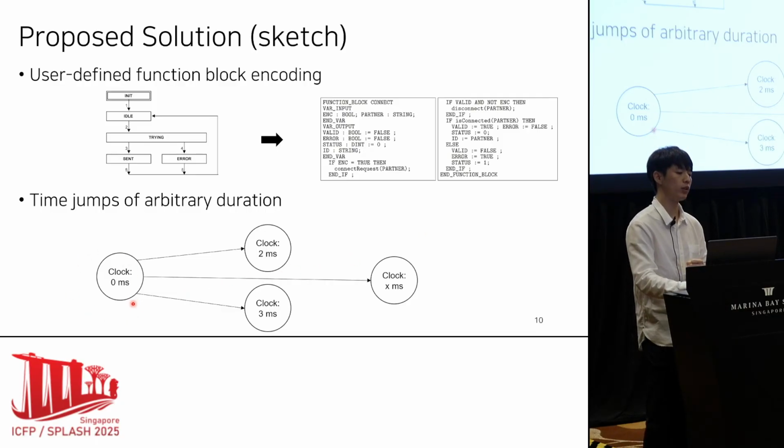Secondly, we have made explicit time jump transitions that can have arbitrary duration. From this state with clock value of 0, it could jump to a clock value of 2 milliseconds or 3 milliseconds or, better, it could jump to a state with clock value of x, where x could represent any value. So this is a brief sketch.